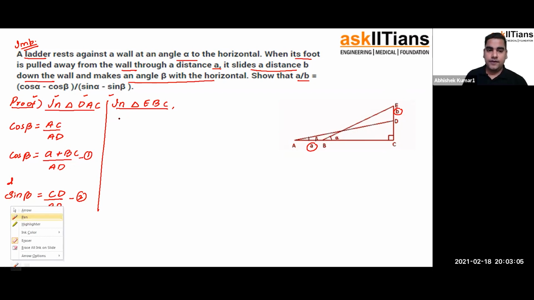Cos alpha is base by hypotenuse. So you will be getting BC upon hypotenuse, which is BE. Let me call it result 3.